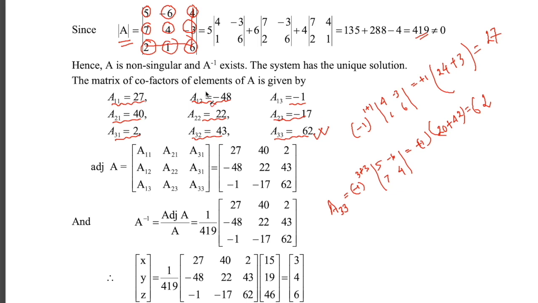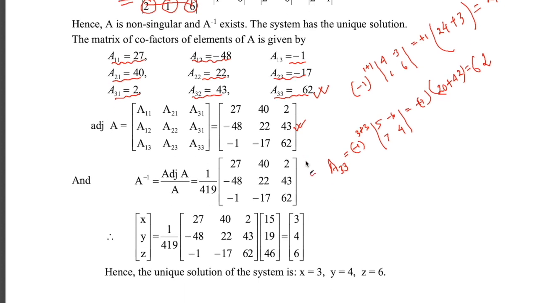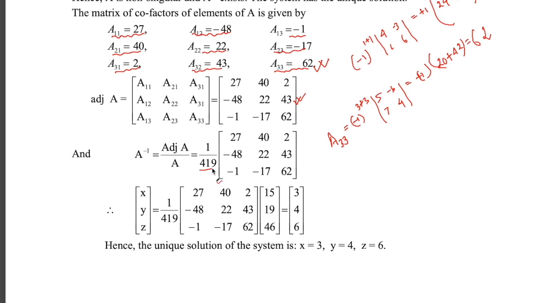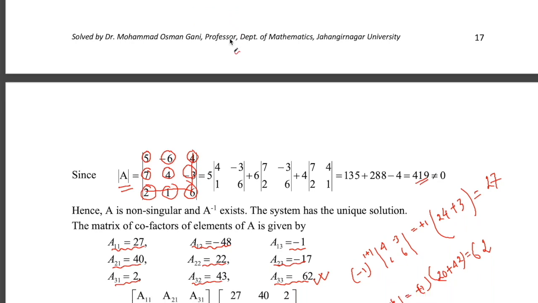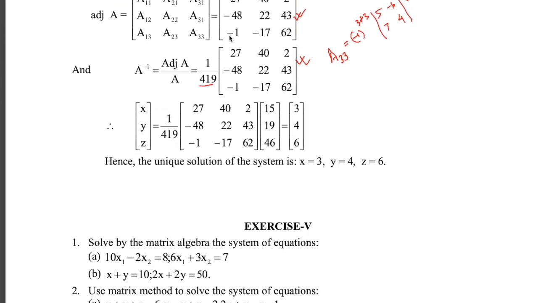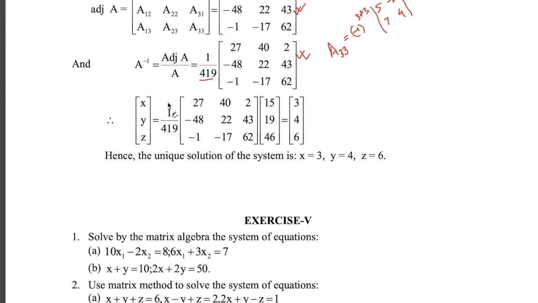Now the adjoint of A will be the transpose of the cofactor matrix, which is this. And if you divide this result by the determinant, you will get A inverse. And A inverse into matrix B, you will get the solution. But note that you need to keep this part here before multiplication.